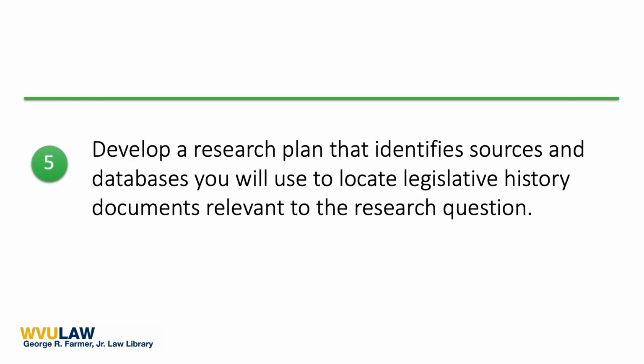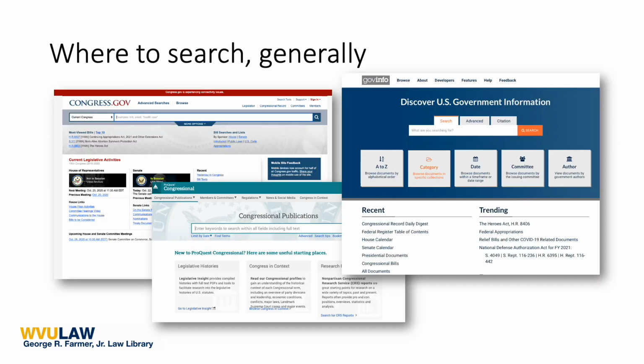Once you have the identifying information about the law, you are ready to tackle step 5 and decide which documents in a legislative history would serve your research plan and where to find them. We're going to refer often to 3 specific sources: congress.gov, govinfo.gov, which is another freely available source, this one provided by the GPO, and finally, ProQuest Congressional. You've already heard about ProQuest Legislative Insight as a source for compiled legislative histories. Think of ProQuest Congressional as the counterpart for searching for individual documents.